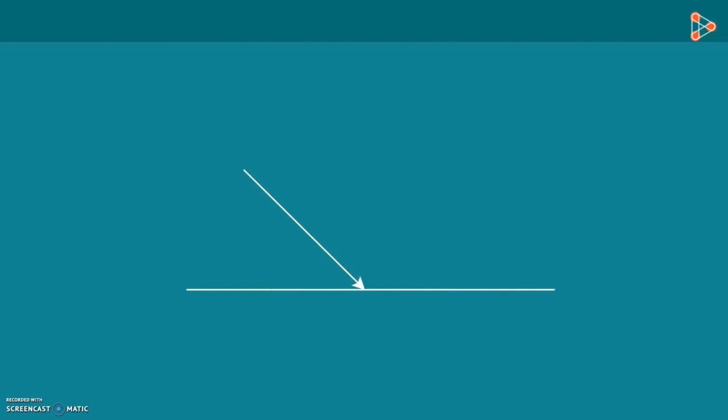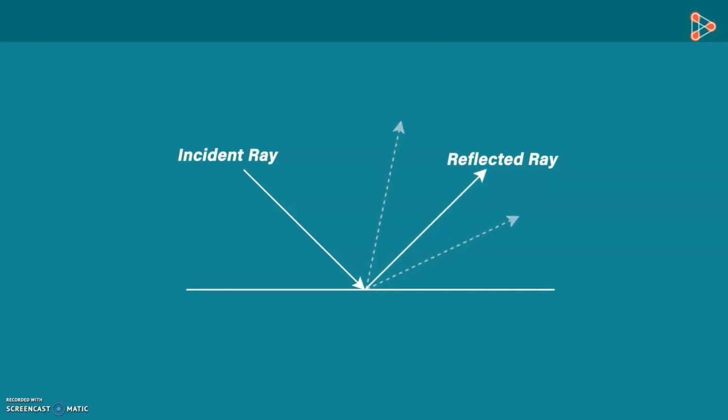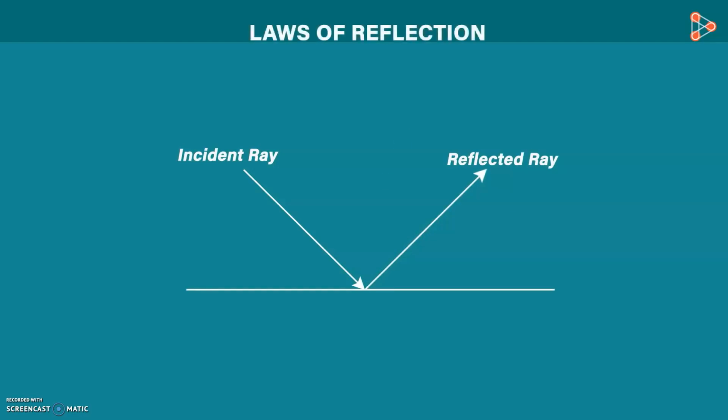But for example, imagine that we have a surface and there is a light that hits that surface. That light is called the incident ray. And then as we learned, that light is also reflected, and the ray reflected is called the reflected ray. But why does it reflect in exactly that angle? Because there are rules and laws of reflection. There is a line perpendicular to the surface, and this is called the normal line.